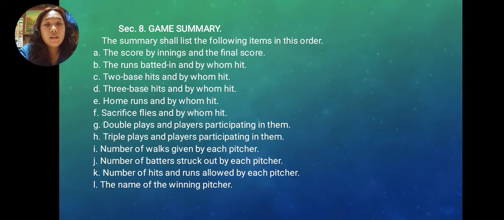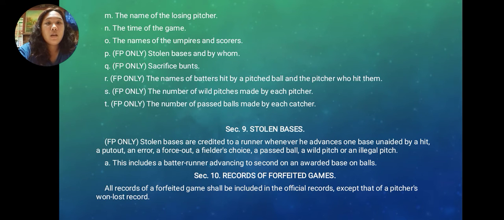Letter I, number of walks given by each pitcher. Letter J, number of batters struck out by each pitcher. Then letter K, number of hits and runs allowed by each pitcher. Then letter L, the name of the winning pitcher. So for the letter M, the name of the losing pitcher. Letter N, the time of the game. Letter O, the names of the umpires and scorers.